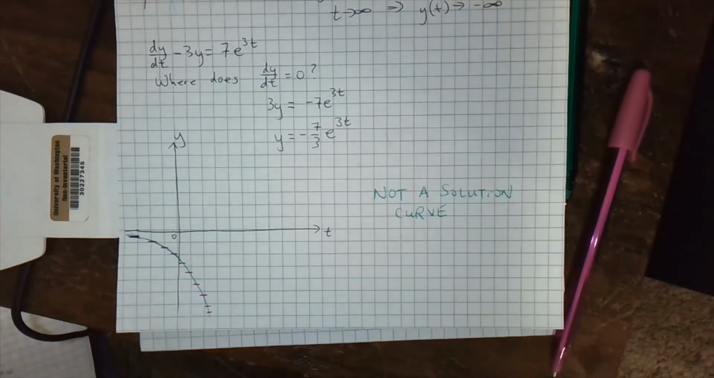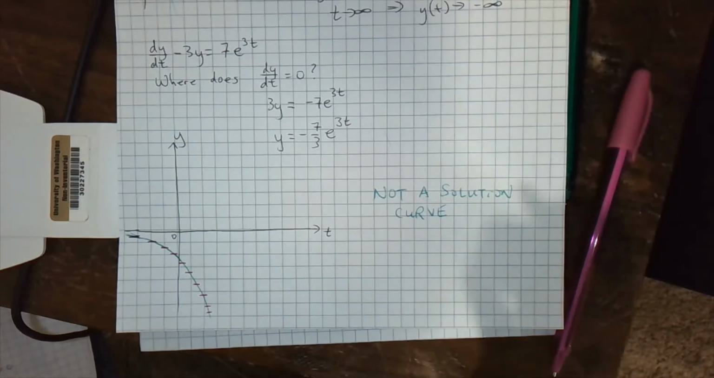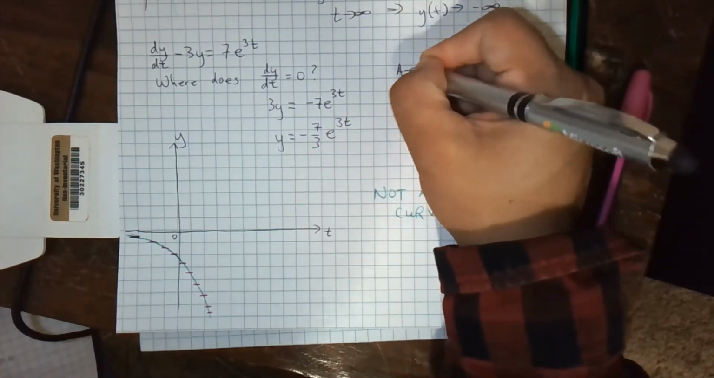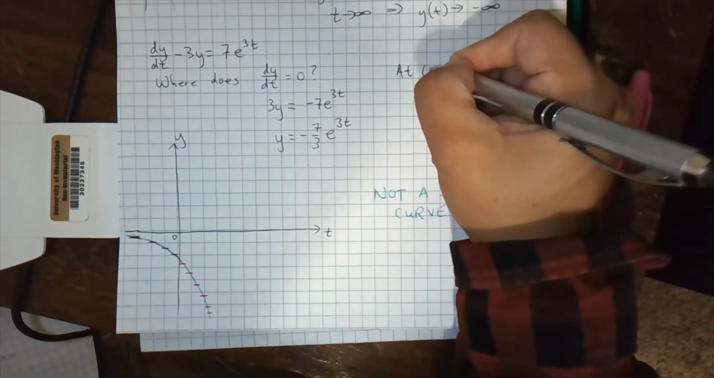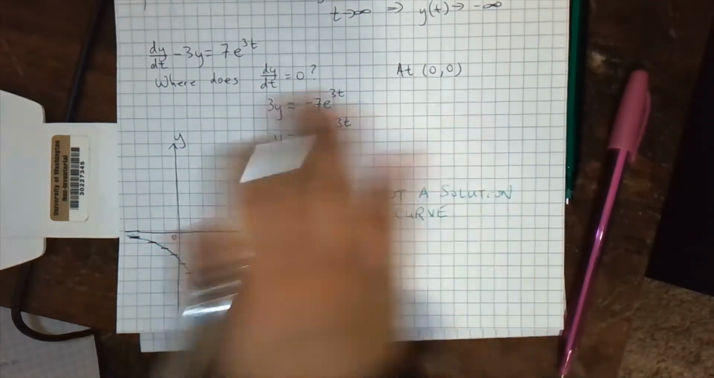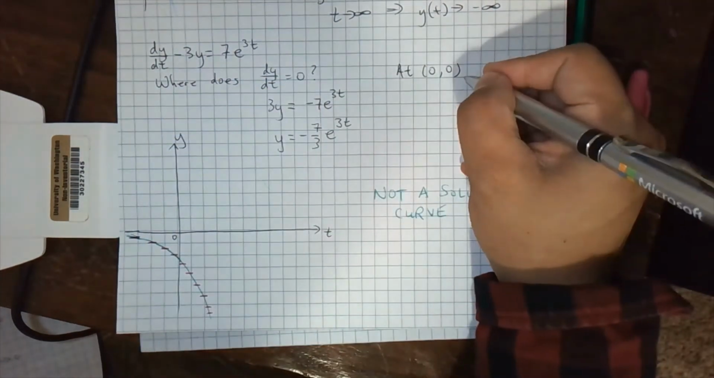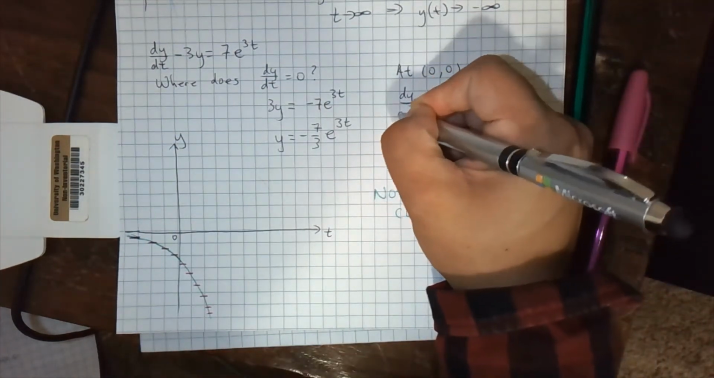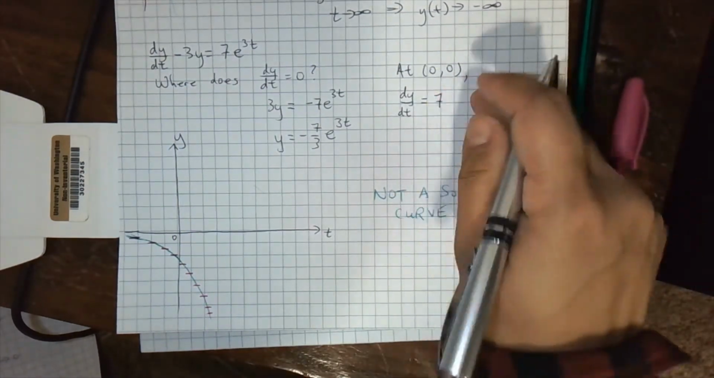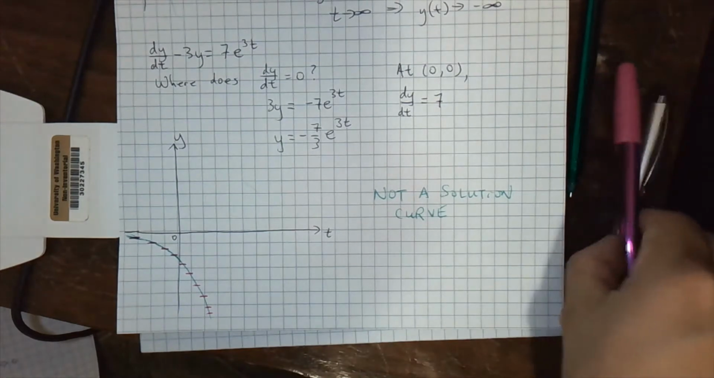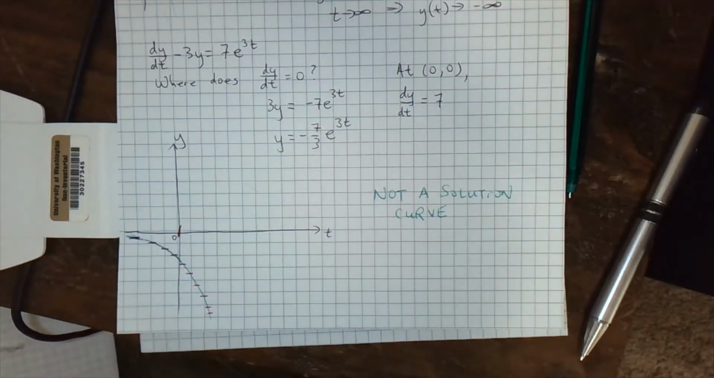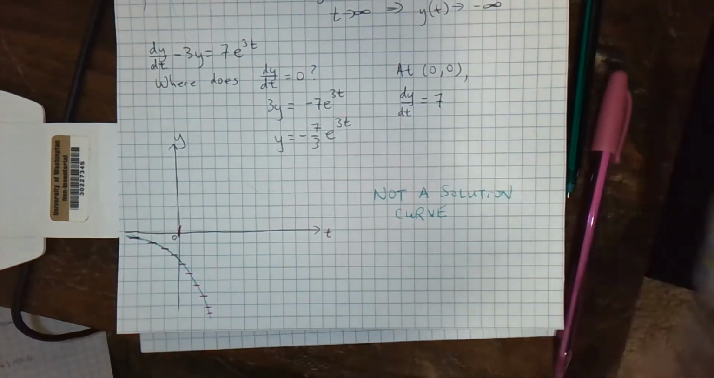Do we know how to put any other things on here? Well, we could plug in points. For example, this would take all day. This actually sounds fun to me. May not sound fun to you. I'm not going to do it in this lecture because we don't have time. But let's say at 0, 0, I could plug in 0, 0 into here. Then I get dy by dt minus 3 times 0 equals 7 times e to the power of 0. So that's 1. Okay, so at 0, 0, my slope is 7. That's actually super steep.